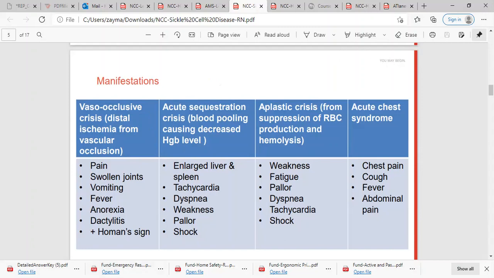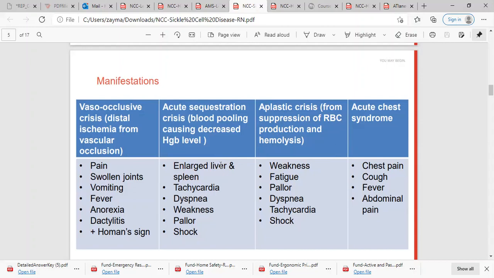Acute sequestration. Sequestration is just blood pooling. So blood pooling, patients with sickle cell tend to have splenomegaly and hepatomegaly. They tend to have jaundice. All that, again, from blood pooling, because we have this clumping or vaso-occlusion occurring, and then in certain areas you're going to have blood pooling. Now there is also destruction of the red blood cells, which can lead to aplastic crisis. Same thing, but now they're going to be at high risk for infection, because remember, aplastic, they're going to have decreased white blood cells.